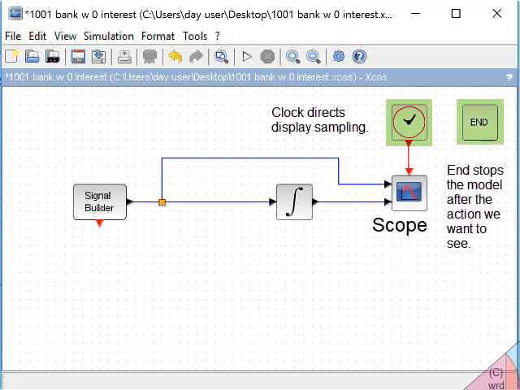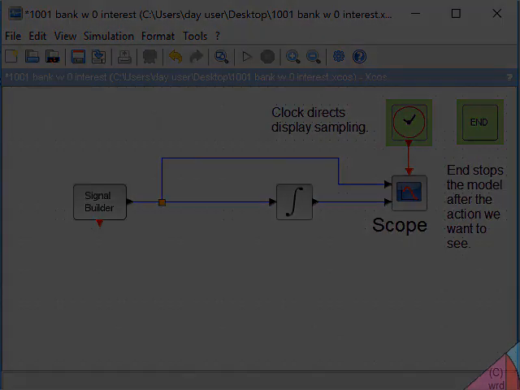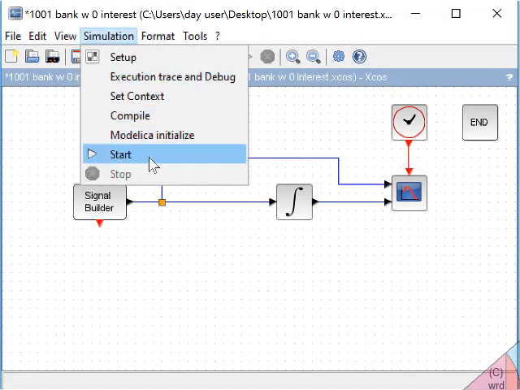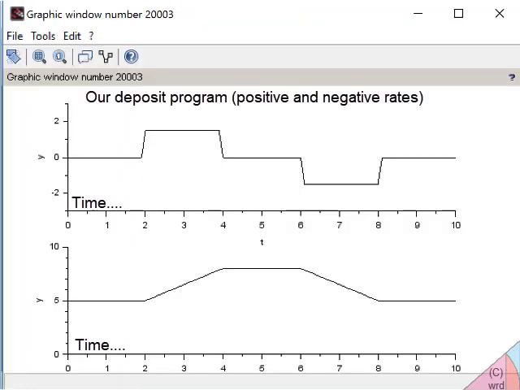The end block gets the end time when the model should stop. For our 10 simulated months in this banking example, we would click it open and enter 10. This has already been done to save time. We start the simulation. It is usually done in the blink of an eye. Here are the graphs. The top graph reflects how we programmed Signal Builder.